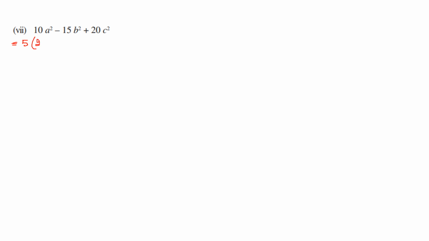So 5 times 2 will give me 10. So 2a square. 5 times 3 will give me 15. So 3b square. And 5 times 4 will give me 20. So 4c square. So this is the expression.